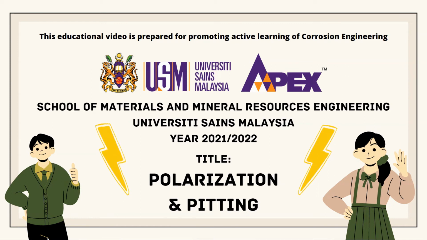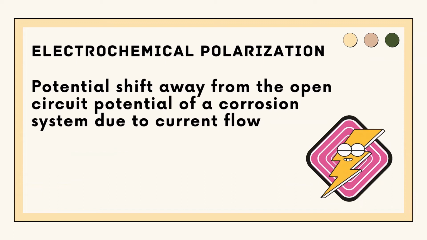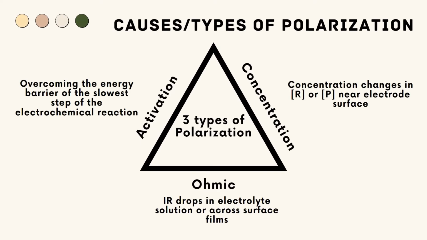Polarization and pitting. Electrochemical polarization is the potential shift away from the open circuit potential of a corrosion system due to the current flow. There are three types of polarization, which are activation polarization, concentration polarization, and ohmic polarization. Activation polarization is caused by overcoming the energy barrier of the slowest step of the electrochemical reaction. It is controlled by the reaction sequence at the metal electrolyte interface.